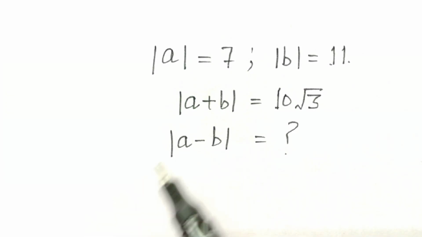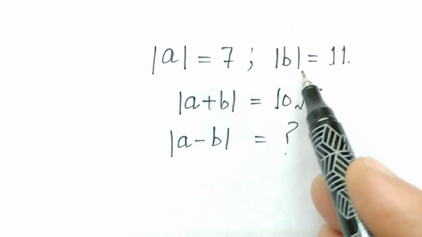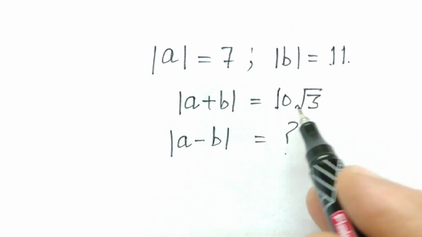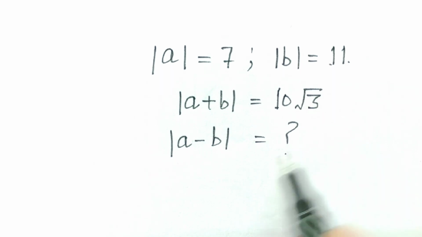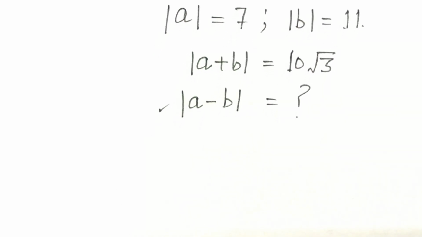Hi friends, welcome. We have given |A| = 7, |B| = 11, |A + B| = 10√3. We have to find the value of |A − B|. So let's start.